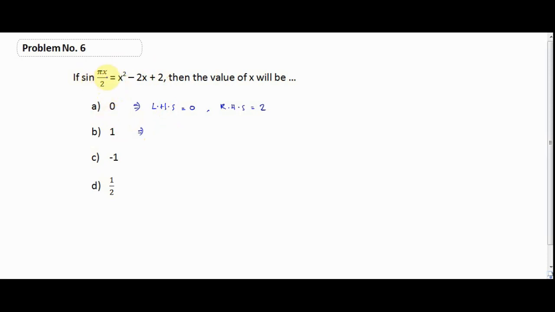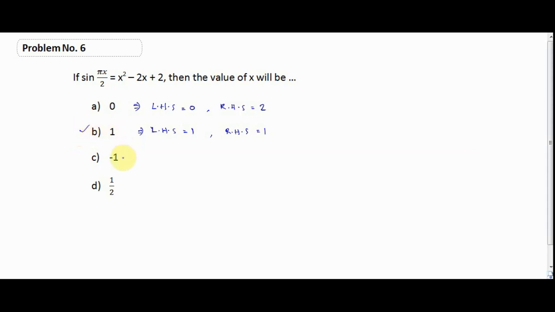When you substitute x equal to 1 here, we get sine pi by 2 on the left hand side, and we know that sine pi by 2 is 1. So the LHS value will be equal to 1. Correspondingly, the right hand side will be 1 square minus 2 into 1 plus 2. So that is 1 minus 2 plus 2. So minus 2 and plus 2 will get cancelled. You will be getting 1 square. So RHS will be nothing but 1. So option B satisfies this equation.